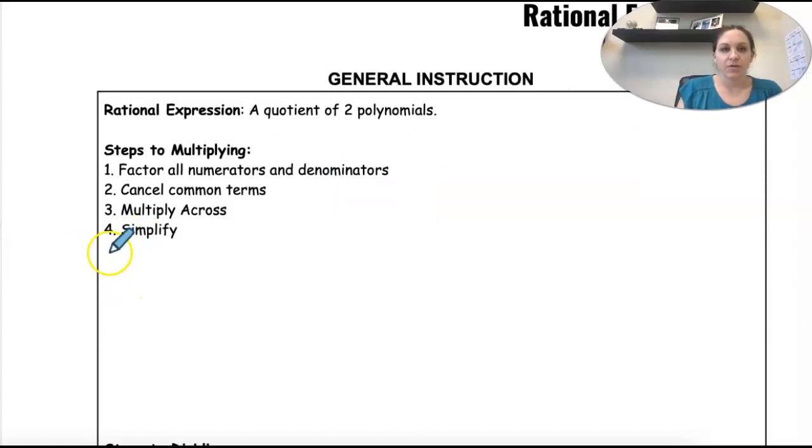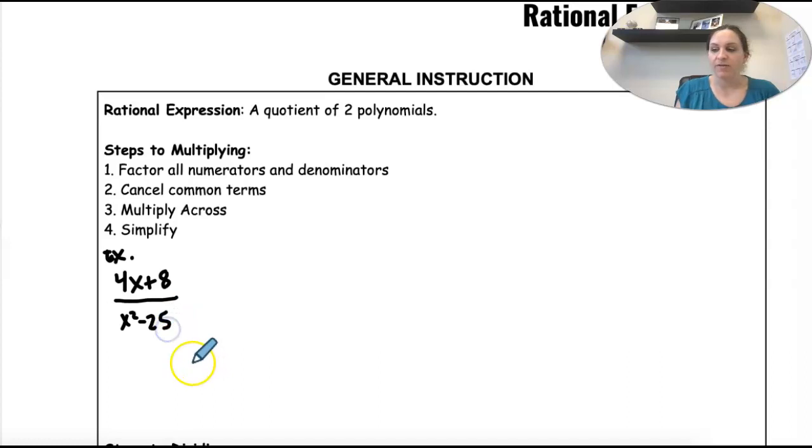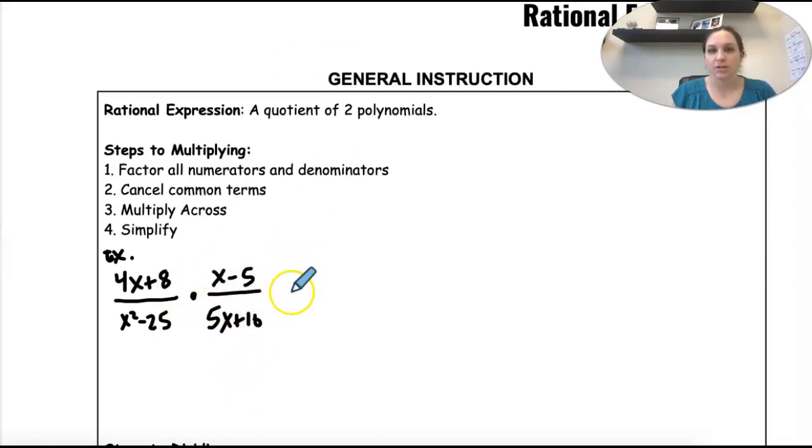So we're going to do an example right here. I'm going to take 4x plus 8 and divide it by x squared minus 25. So see, I have a polynomial on the numerator and on the denominator. That makes a rational expression. And we're going to multiply that by x minus 5 divided by 5x plus 10. So I'm multiplying two rational expressions. And we have some steps.